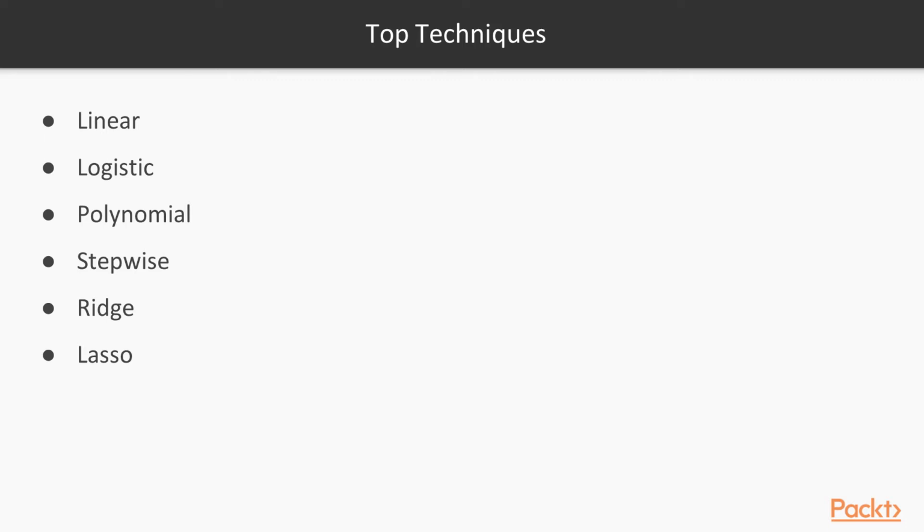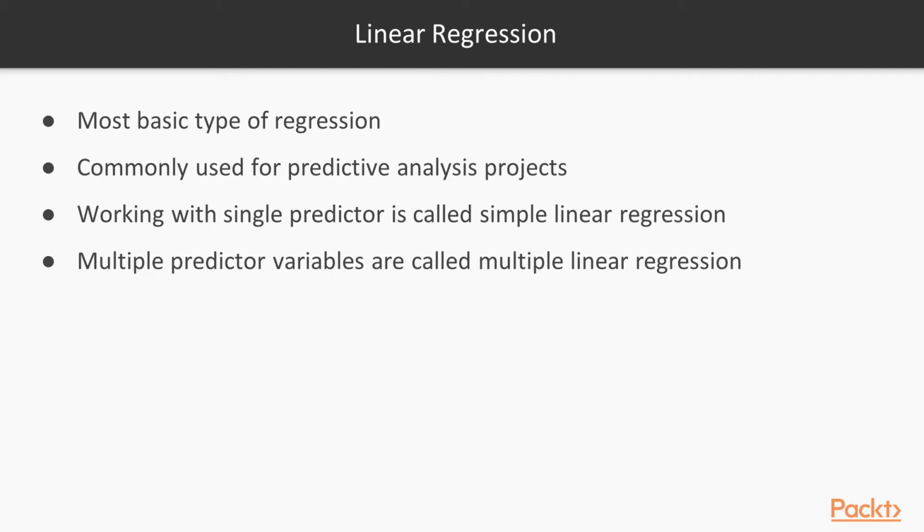You'll find that various techniques for carrying out regression analysis have been developed and accepted. Some of the top techniques are linear, logistic, polynomial, stepwise, ridge, lasso. Linear regression. Linear regression is the most basic type of regression and is commonly used for predictive analysis projects. In fact, when you are working with a single predictor or variable, we call it simple linear regression, and if there are multiple predictor variables, we call it multiple linear regression.